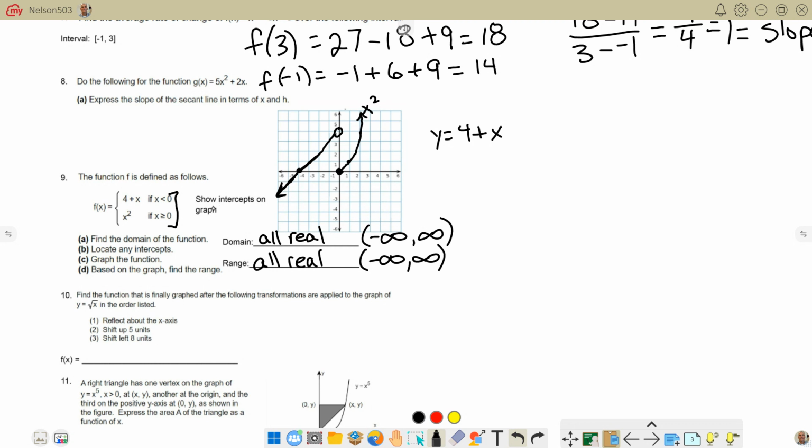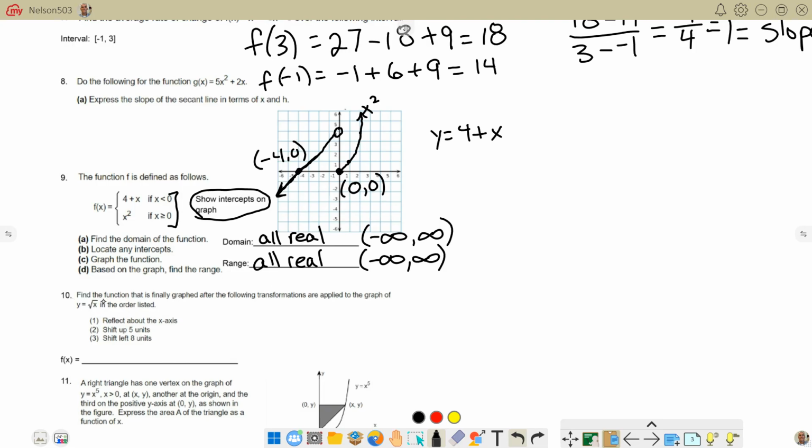Let's make sure we label our intercepts on the graph here. So here's one intercept at negative 4 comma 0. My other intercept is over here at 0 comma 0, right? I hope I'm making that clear, how to graph these piecewise defined functions. We're graphing the line for all x less than 0. We're graphing the quadratic, the parabola, for all x greater than 0.